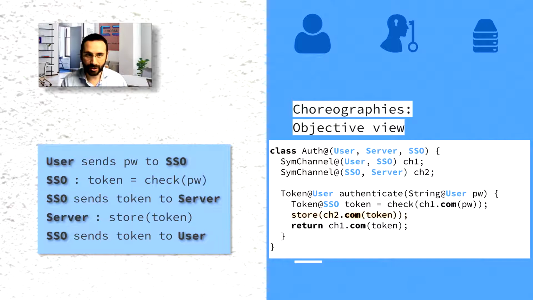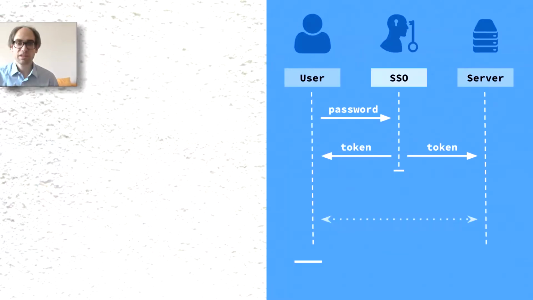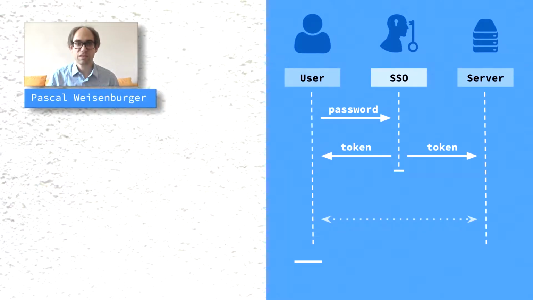One uses ch2 to send the token from the SSO to the server, which processes it with the method store. The second uses ch1 to send the token from the SSO back to the user as the return value of the method. Multi-tier programming takes a different view compared to choreographies in the sense that we write the parts of our program that are located on a specific component from the perspective of this component.